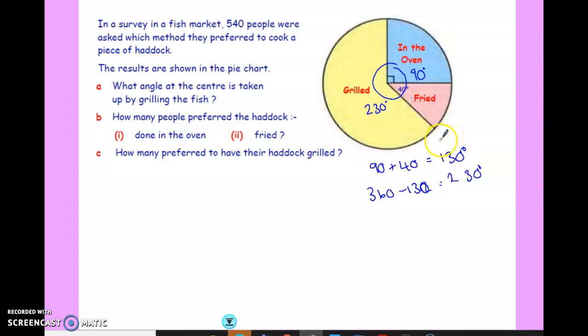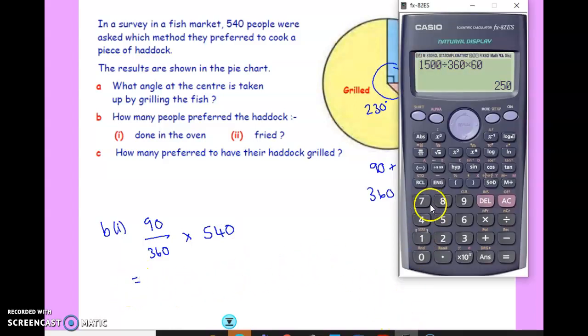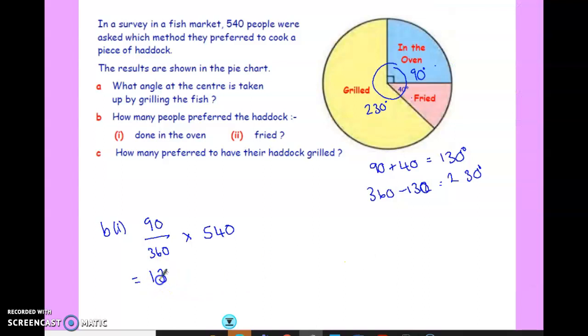Okay, part B. We're looking at how many people preferred haddock done in the oven. So B part 1, done in the oven is 90 degrees. So it's 90 out of 360. If you can spot that straight away, that's a quarter, either by being a quarter of a circle or 90 over 360 goes down to a quarter. You can change that down to a quarter if you wish. So we're doing 90 over 360 times 540. As ever, divide by the bottom times by the top. It's 135, or if you spotted it's a quarter, you can just divide by 4.